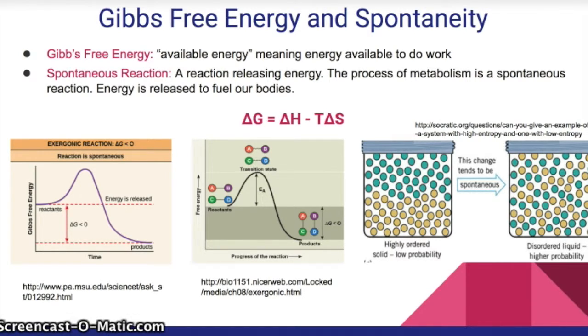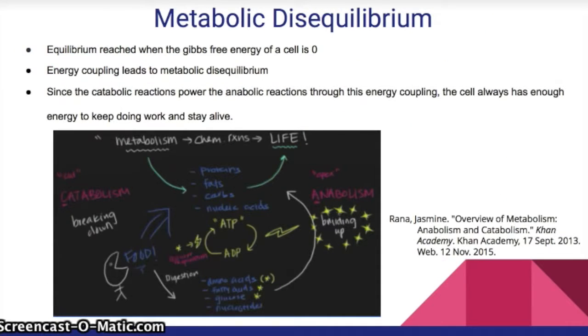There's just one last thing for you to know until you can be called an expert, and that is metabolic disequilibrium. Our bodies are never able to reach equilibrium, or a state of balance. However, if this were to happen, the Gibbs free energy of a cell would be 0 and the cell would die. And then you could put together what would happen to us if that ever happened.